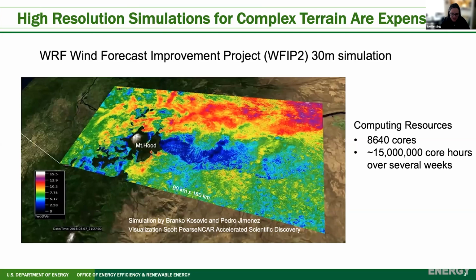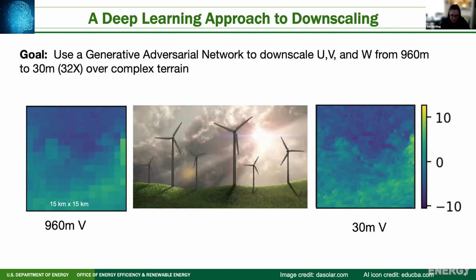Now, as Branko showed us, the simulation was able to capture very rich flow characteristics, including meandering mountain wakes, downslope flows, mountain valley circulations, breaking Kelvin-Helmholtz waves, gravity waves, cold pools, and gap flows. So our goal is to apply a machine learning approach to downscaling from roughly 1 kilometer to 30 meters over the same complex terrain and see if a deep network can adequately and realistically capture the rich flow characteristics which we see in the WRF LES simulation.